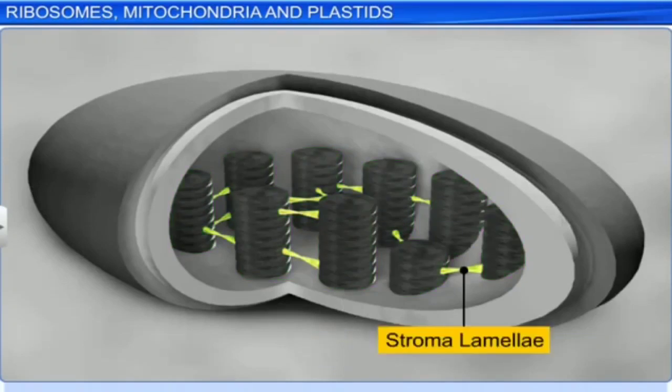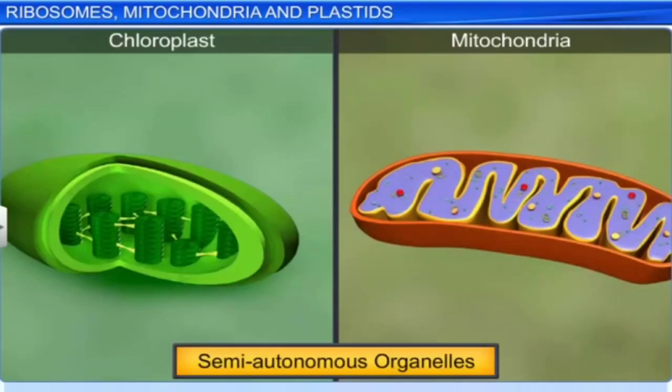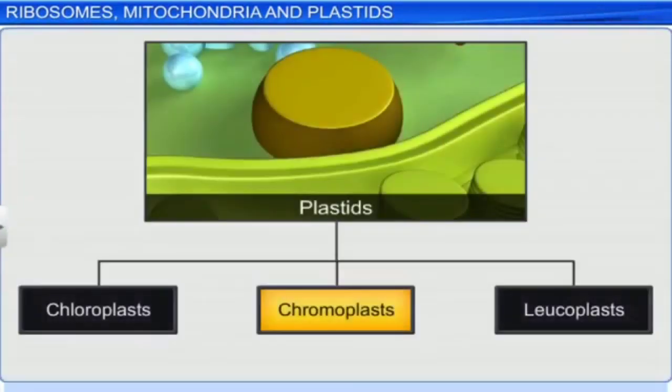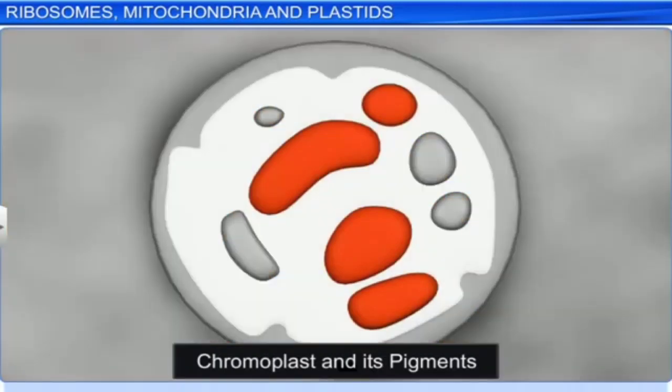Did you know that chloroplasts as well as mitochondria are known as semi-autonomous organelles as they possess their own DNA? Chromoplasts, another type of plastids found in plant cells, contain fat-soluble carotenoid pigments such as carotene and xanthophylls that give red, yellow and orange color to plant parts.